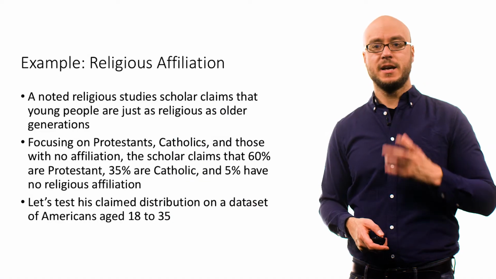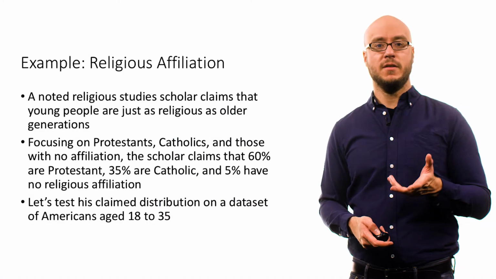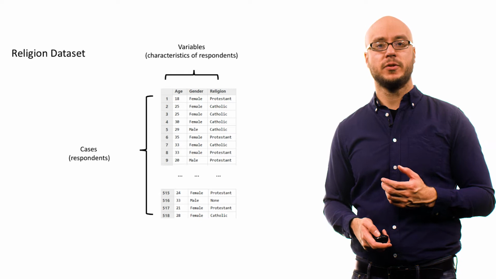You could imagine an armchair religious studies scholar just making these claims about the population, claiming that 35% of young people are Catholic, 5% have no religious affiliation. But is that true if we take a random sample from a population and look at the frequencies, the counts of religious affiliation? So let's test this claim distribution on a data set of Americans aged 18 to 35.